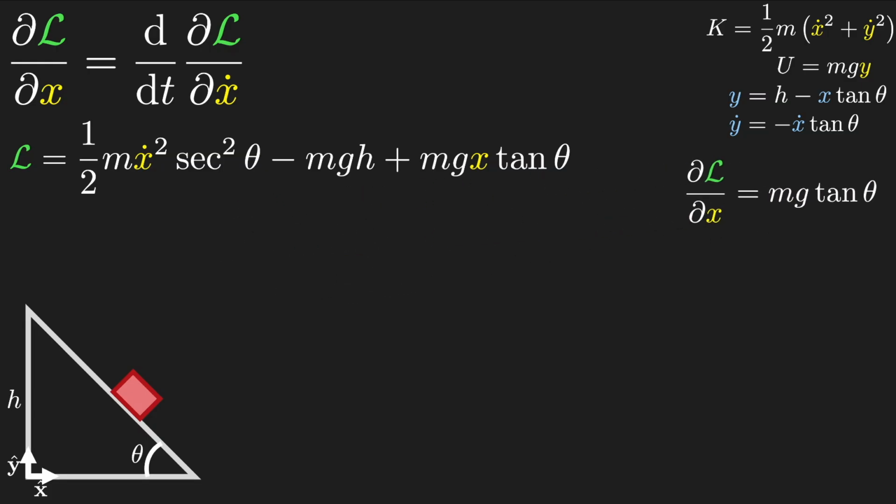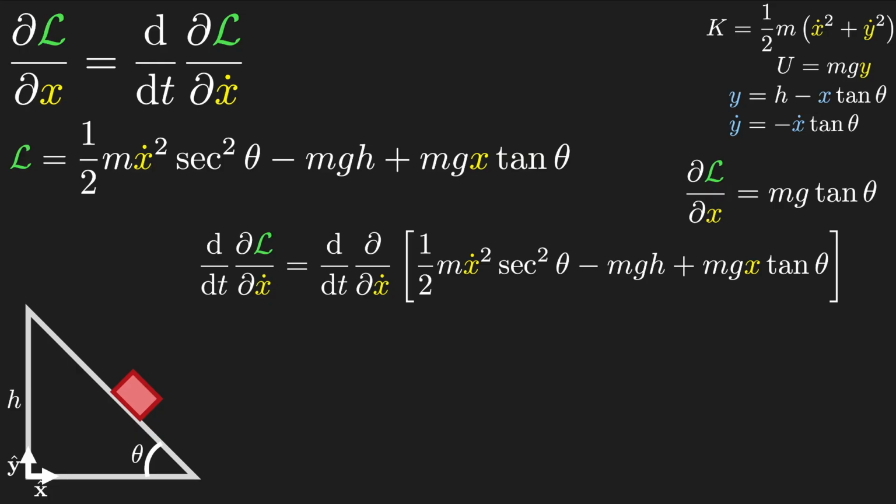Let's now figure out the right-hand side. So the right-hand side looks a little bit uglier because we have the time derivative in front, but it's okay. Let's keep in mind what we said before. x dot is a separate symbol from x. With this in mind, let's differentiate with respect to x dot. We have 1/2 m x dot squared secant squared theta.